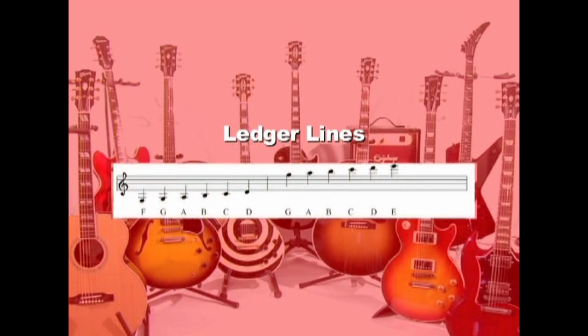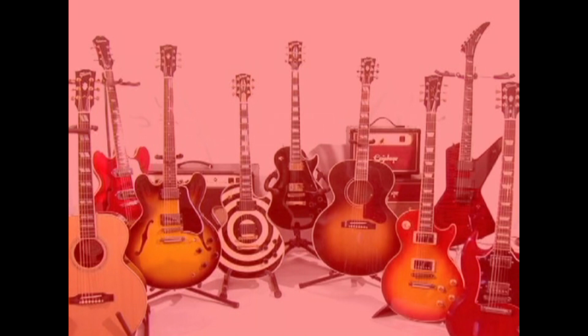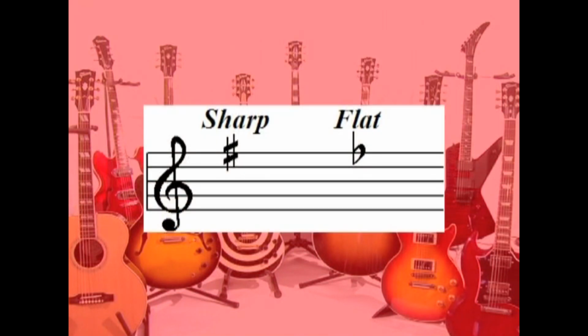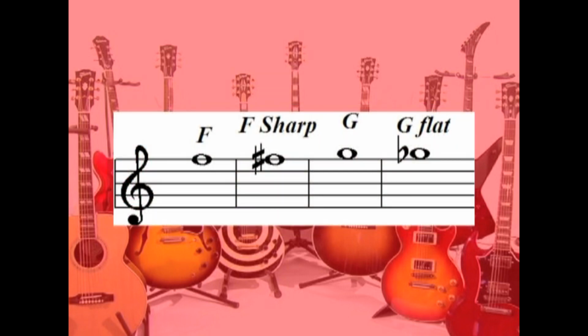Notes can extend above and below the staff by the use of ledger lines. There are also different versions of most notes, called accidentals. Accidentals consist of sharps and flats. To make a note sharp is to raise it 1 fret on the guitar. To make a note flat is to lower it 1 fret on the guitar.